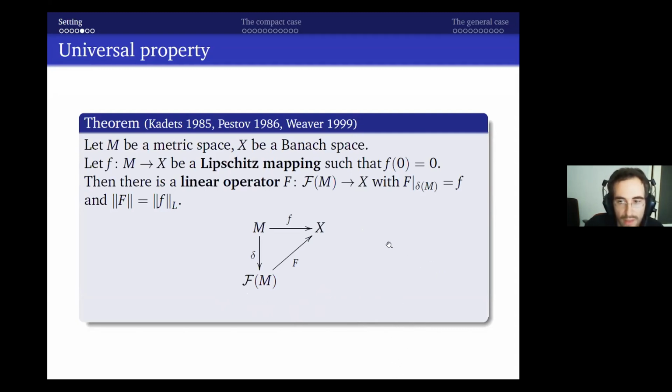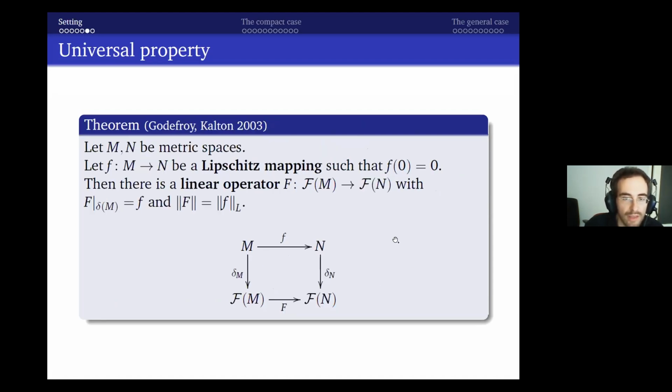Another way of saying this is that the space of Lipschitz functions from M to X is the same as the space of operators from the free space to X. And when X is itself another free space, then more generally any Lipschitz mapping between two metric spaces can be extended to an operator between the free spaces. This linearization property is interesting in order to study nonlinear geometry, for instance, of Banach spaces.